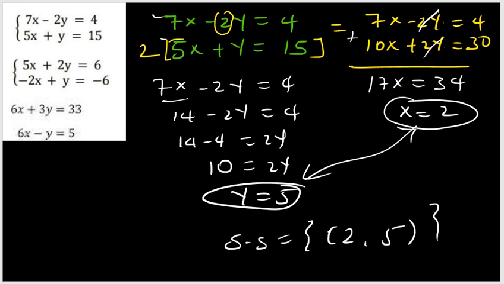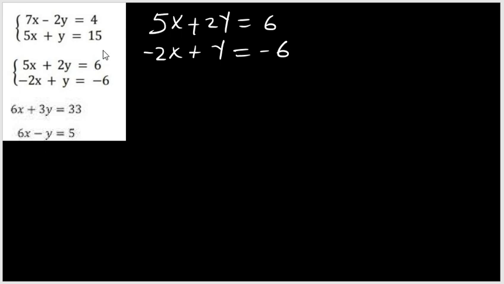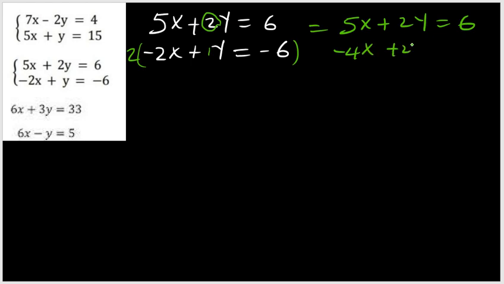We can write it in this way: first order is x, second order is y. Okay, let's go to the second equation. Again, it's very easy to make the y's the same, because the first one has coefficient 2, the second one coefficient 1. Let's multiply the second equation by 2. So the upper part as it is, 5x plus 2y equals 6, and the lower part, negative 4x when you multiply by 2, plus 2y is equal to negative 12.